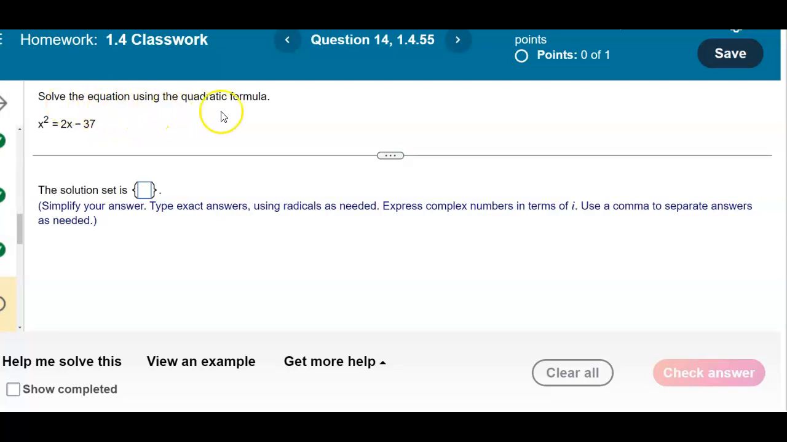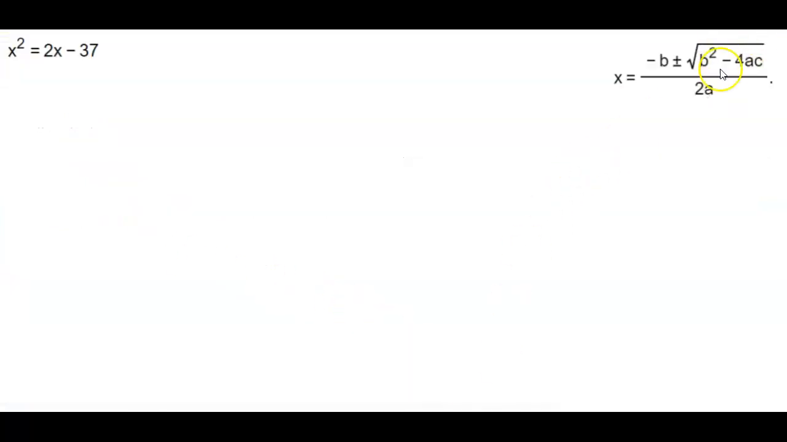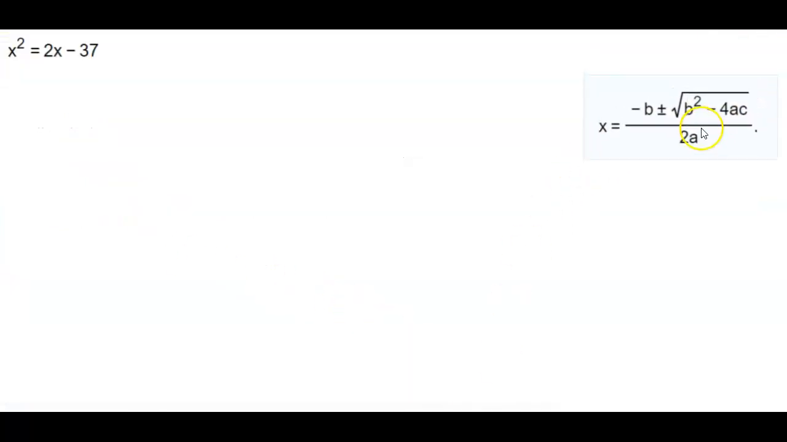Solve the equation using the quadratic formula. Here we have x squared equals 2x minus 37. So remember that here's the quadratic formula, but the thing that we need to make sure is that everything is in standard form. Remember that standard form is ax squared plus bx plus c, and that's equal to 0.